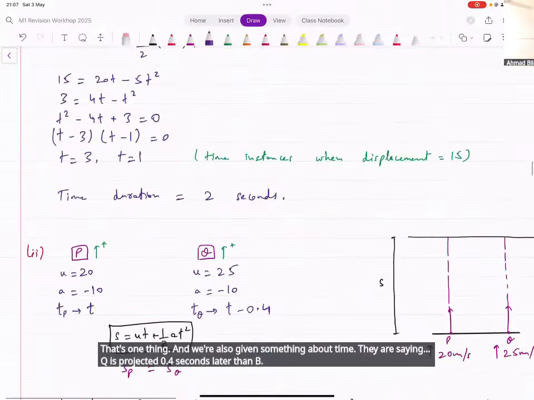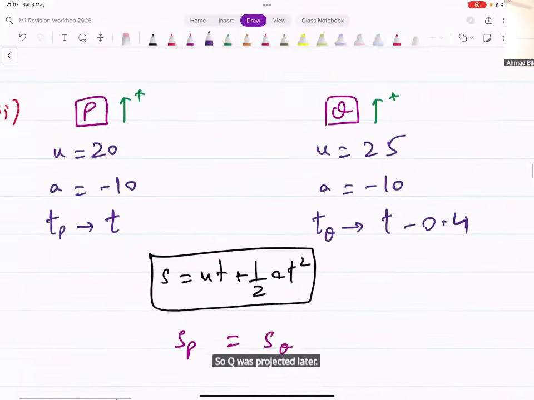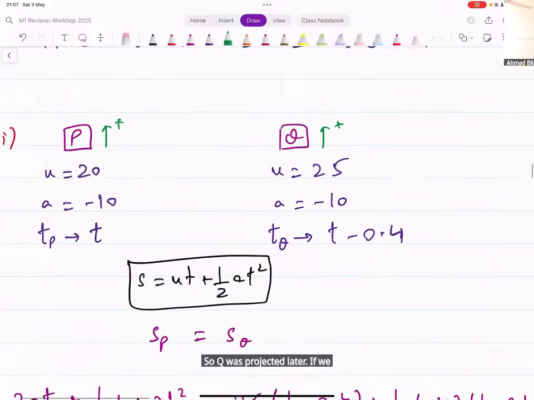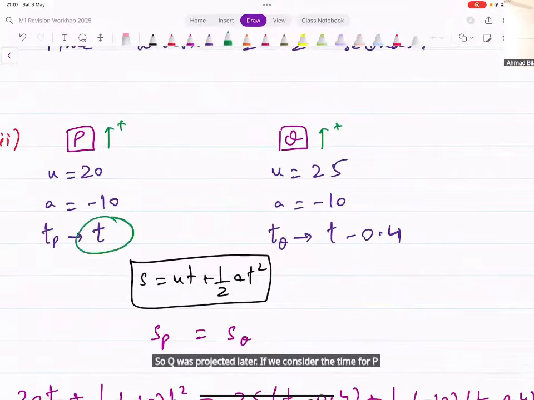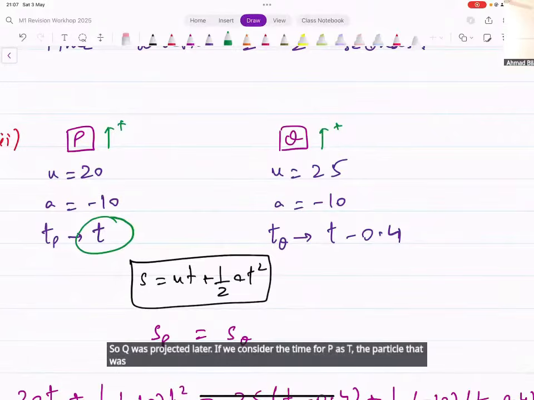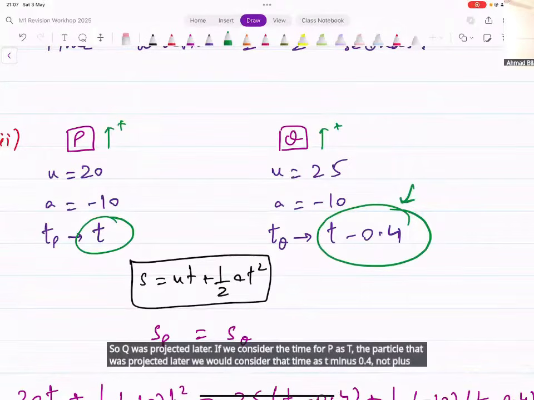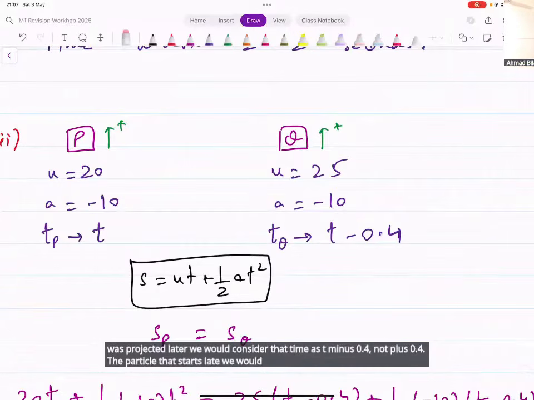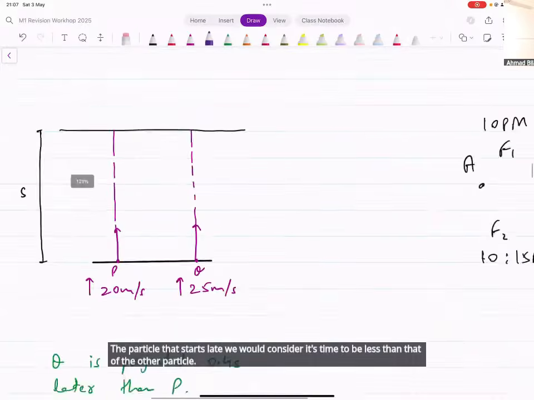So Q was projected later. If we consider the time for P as T, then for the particle that was projected later, we would consider that time as T minus 0.4, not plus 0.4. The particle that starts late, we would consider its time to be less than that of the other particle. Why is that? Think about it.